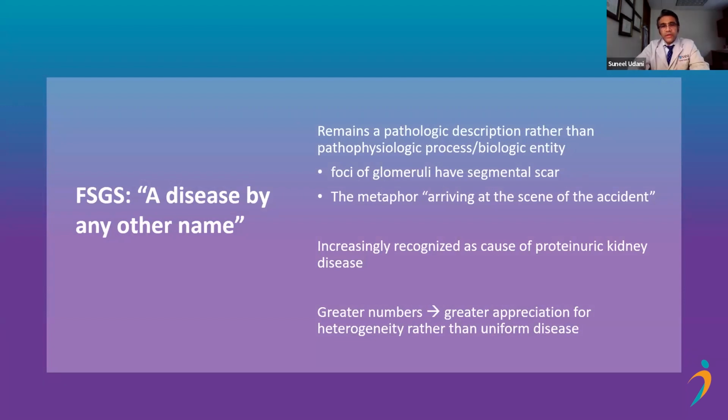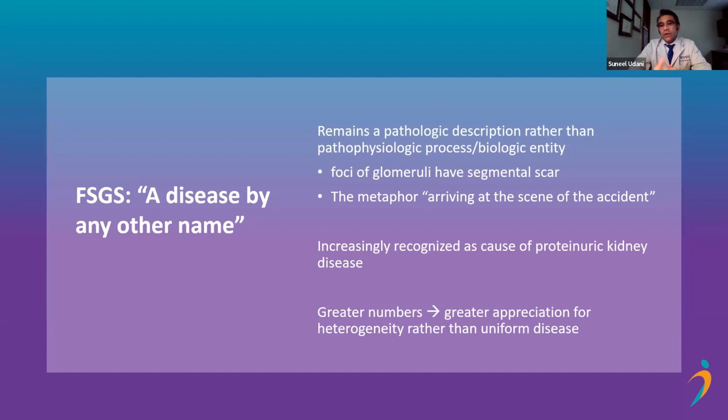Now we'll move over to FSGS, and I sort of put in quotes, a disease by any other name, because once again, FSGS has really been, I think, better hammered home as a pathologic description, meaning that if you look at the glomerulus, or you look at a bunch of glomeruli, a foci of them, meaning a third or less of the glomeruli that are sampled in the kidney biopsy, have what we call segmental scar. So basically part of that filter is scar. And that is essentially how FSGS is defined.